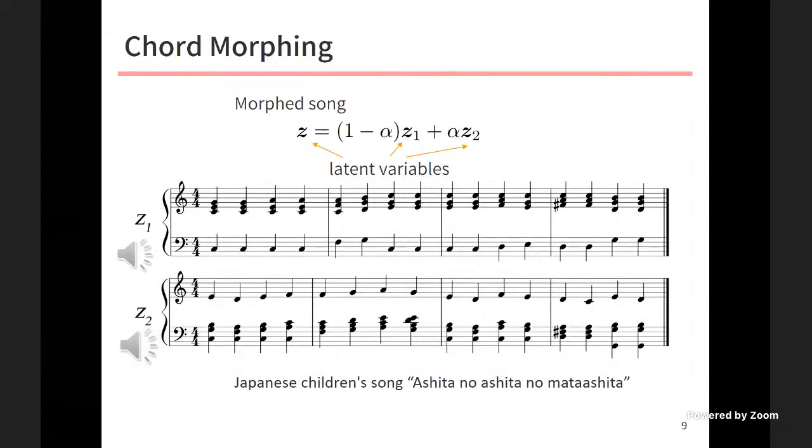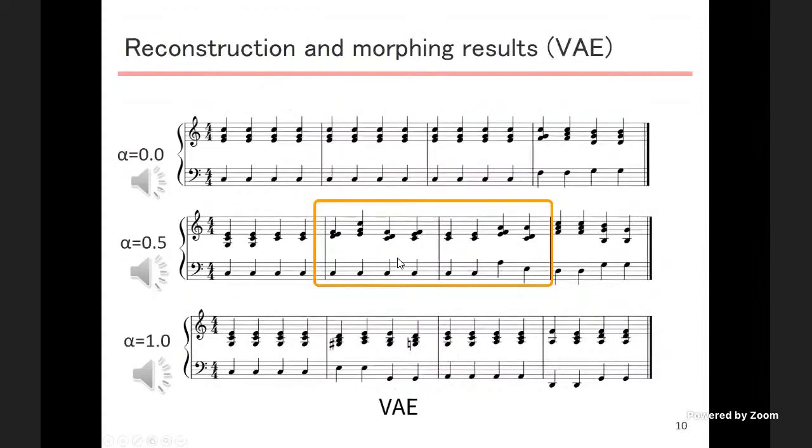We conducted morphing between Z1 and Z2 using this formula. Z1 and Z2 are latent variables of 2 songs. They are Japanese children's songs, 明日の明日のまた明日. And Z2 is... Then I'll show the result.